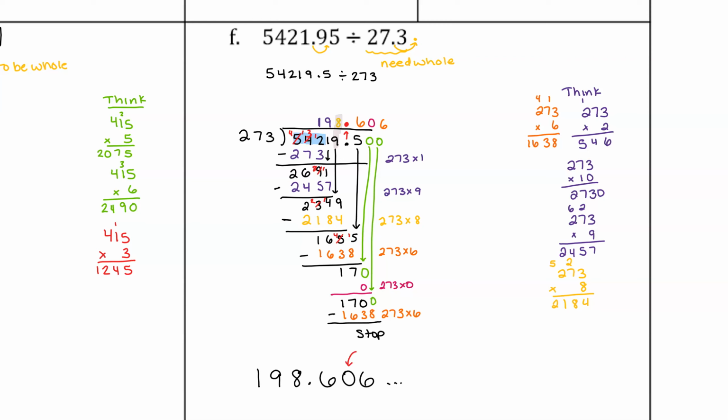So the answer will either be 198.60 or 198.61. I have to look to the right. So to the right is a 6. That tells me to bump up my 0. So my final answer is 198.61.